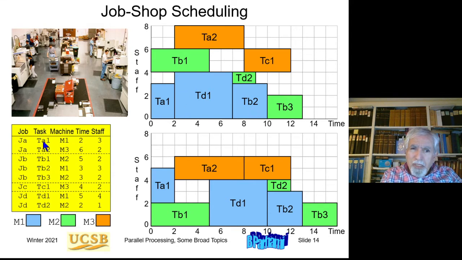And also these tasks have order. A1 must be completed before A2. A1 is completed here. A2 starts here. So that constraint has been satisfied in this schedule. B1, B2, B3. Here's B1. Here's B2. Here's B3. Again, the order of those tasks are satisfied.